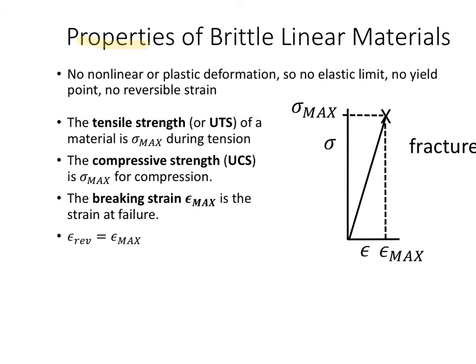We next look at properties of brittle linear materials. These materials undergo no nonlinear or plastic deformation, and so there is no elastic limit, there's no yield point, and no reversible strain. Instead, we simply have the maximum stress at fracture and the breaking strain at fracture. And for brittle materials, all the deformation prior to fracture is linear. Because of this, the maximum reversible strain and the breaking strain are identical.